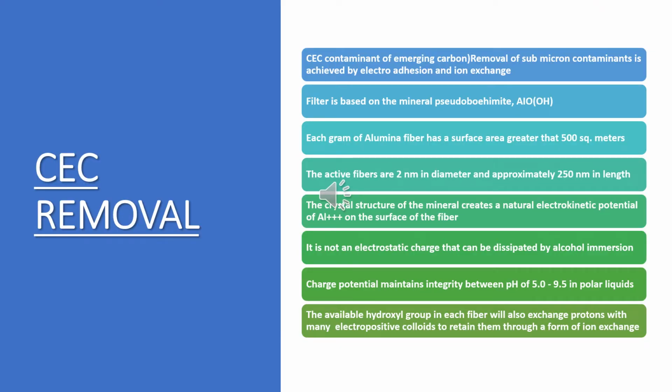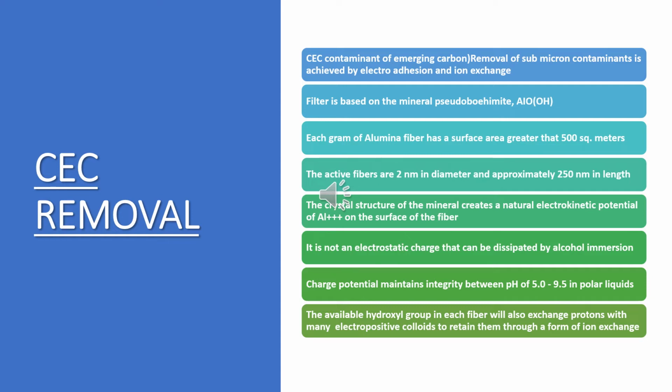CEC removal. Removal of submicron contaminants is achieved by electroadhesion and ion exchange. The filter is based on the mineral pseudoboehmite. Each gram of alumina fiber has a surface area greater than 500 square meters. The active fibers are 2 nanometers in diameter and approximately 250 nanometers in length.